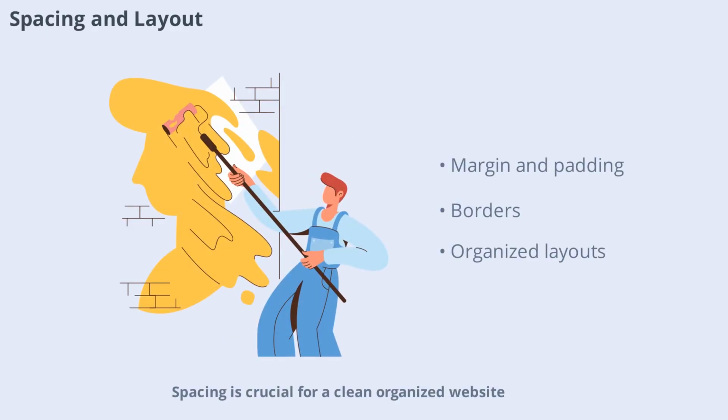Spacing is crucial for a clean, organized website. CSS provides properties like margin, padding, and border to control the space around and inside elements. By mastering these properties, you can create layouts that are easy to navigate and visually balanced, enhancing the user experience.